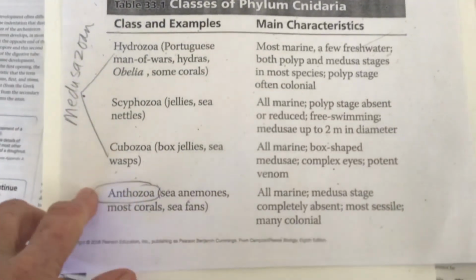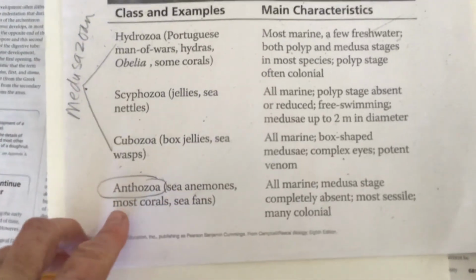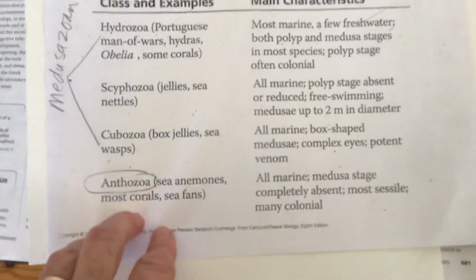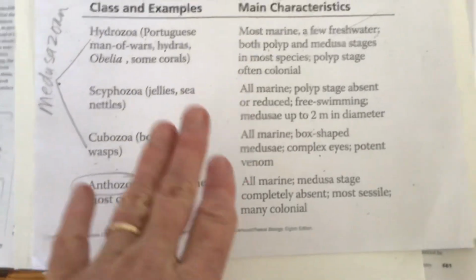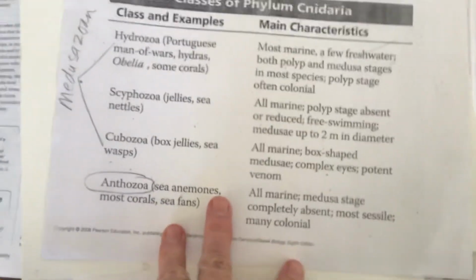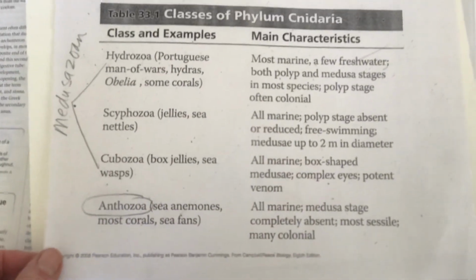All right, so the Anthozoa is the second class. These are sea anemones and a lot of corals and sea fans. These guys are all sessile, right? That means that they are only in the polyp stage, and they are just hanging out in that polyp stage their entire life.